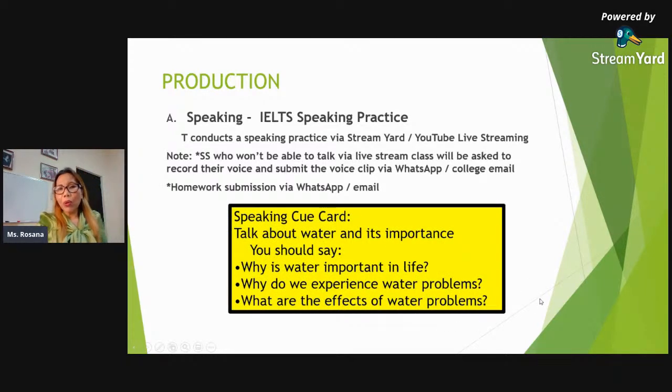Now, this is our speaking cue card. Talk about water and its importance. You should say, why is water important in life? And why do we experience water problems? So these are what? Causes or effects. When we say why do we experience water problems, then you've got to discuss the reasons or the causes of water problems. And then the third one is, what are the effects of water problems? So first, you talk about why water is important, then why we experience water problems, and what the effects are.